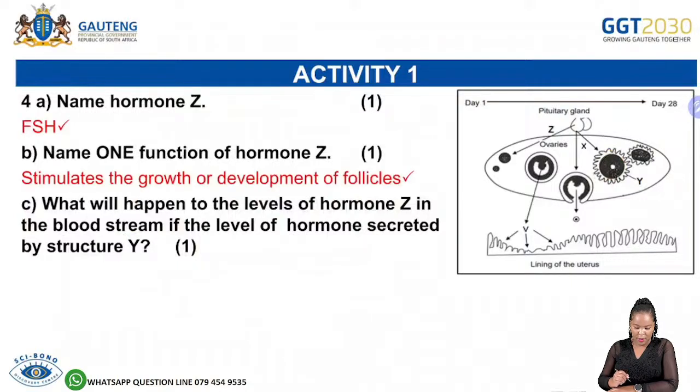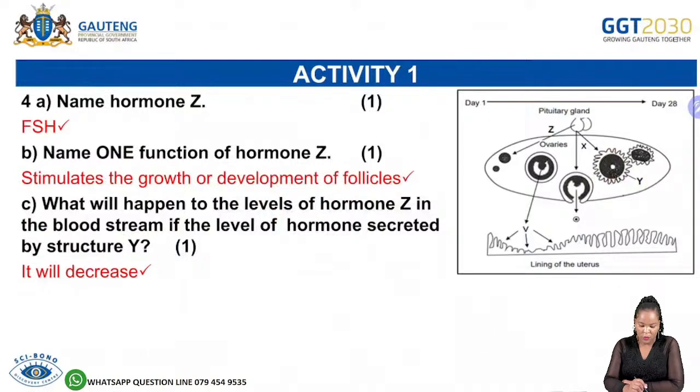We've done this one. Oh, this is a new activity. You get a bonus. Name hormone Z. So what hormone is this? This one here. You see this hormone secreted by the pituitary gland? What hormone is that? It is FSH.